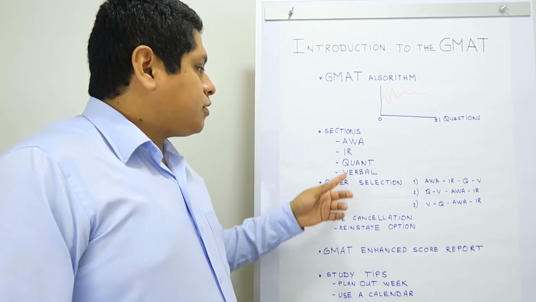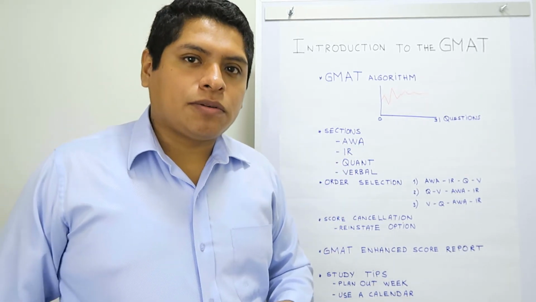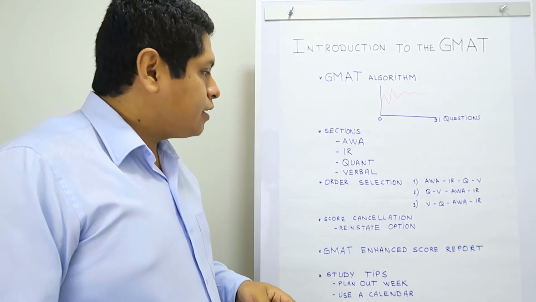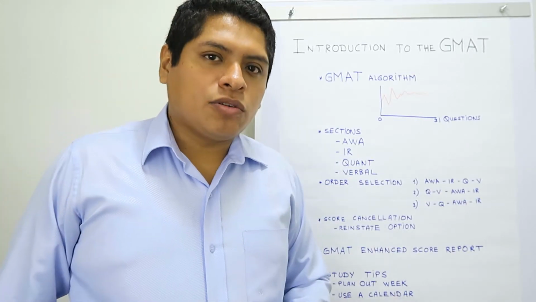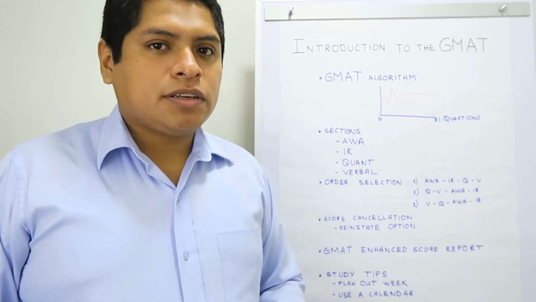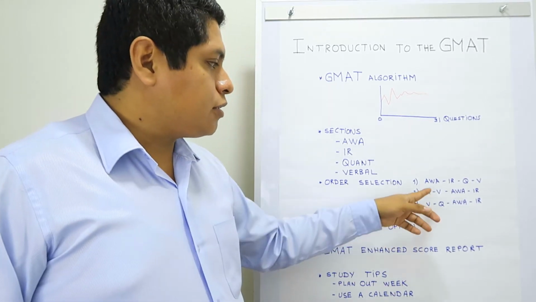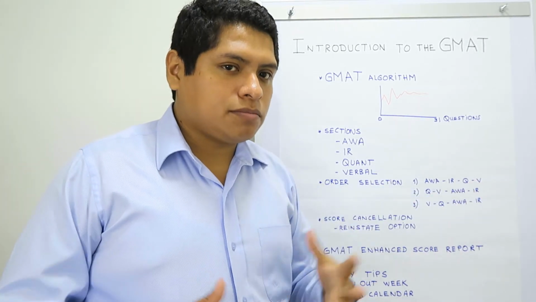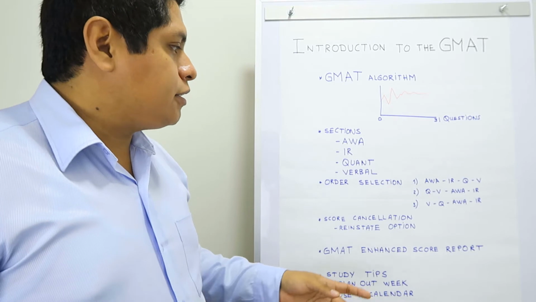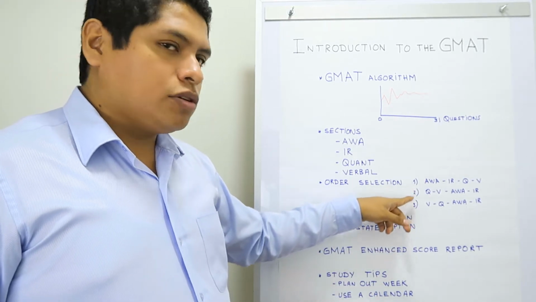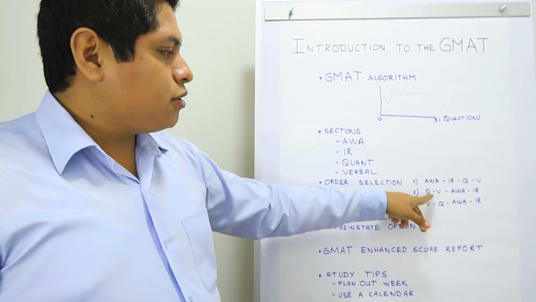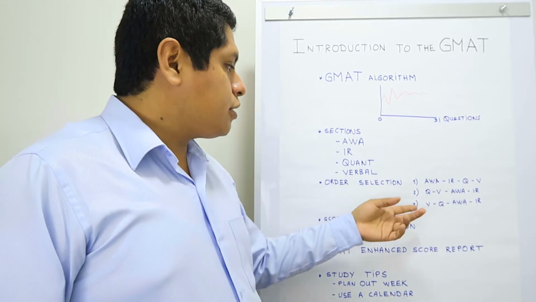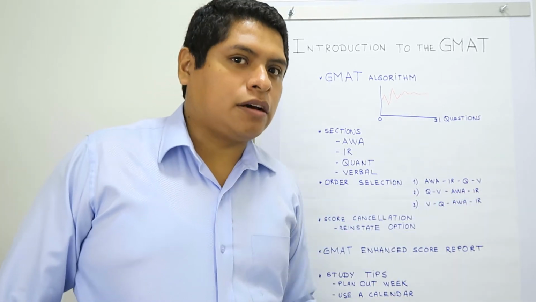Okay. Next, you have the quant section, which is what we're going to cover in this course, and then the verbal section. Okay. Now, you can select the order in which you take these sections. The typical order was the essay, IR, quant, and verbal. That was for many years. But in 2017, they changed so that you can have these two other options. You can start with quant, then verbal, and then the essay and IR. Or you can start with verbal, quant, and then the essay and IR.